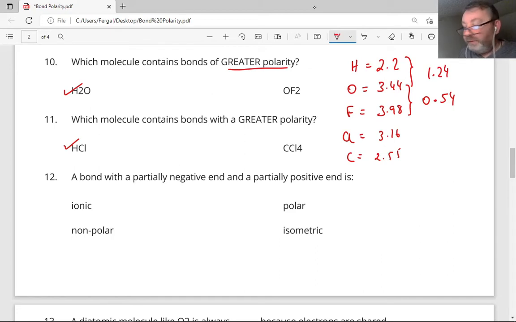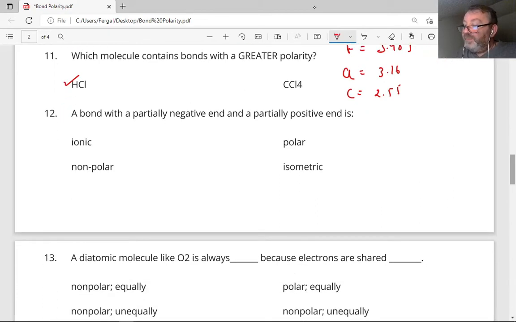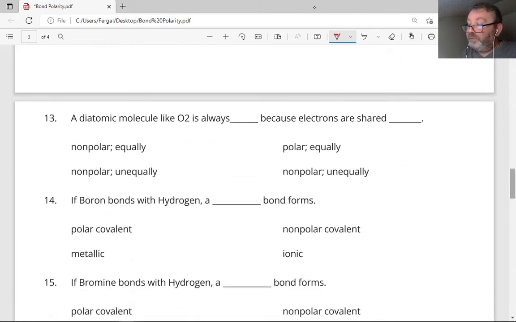In fact, it's a dipole anyway. A bond with a partially negative and a partially positive end is polar. Very straightforward. A diatomic molecule like oxygen is always nonpolar because electrons are shared equally. Now, look at the four answers first of all before you answer anything. O2, as we already know, is nonpolar, okay? Because electrons are shared equally. This is where we get van der Waals forces set up between oxygen molecules. But inside the molecule, between two oxygens, they have the same electronegativity, so the electrons are going to be shared equally, giving you a non-polar molecule.